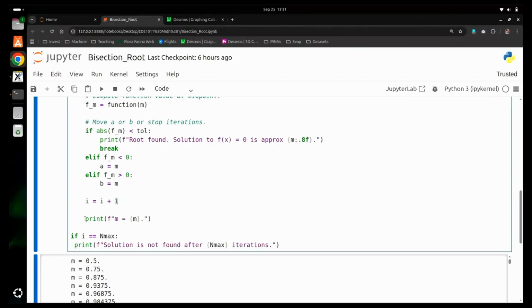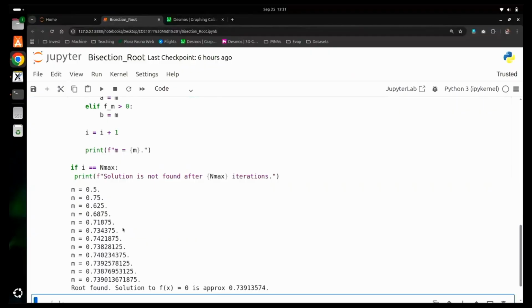Then after that just print. This printing is just for monitoring. You print the midpoint for monitoring. So in this case, if let's say you hit the maximum number of iterations already and you still have not found the root, then you just print a statement that the solution is not found.